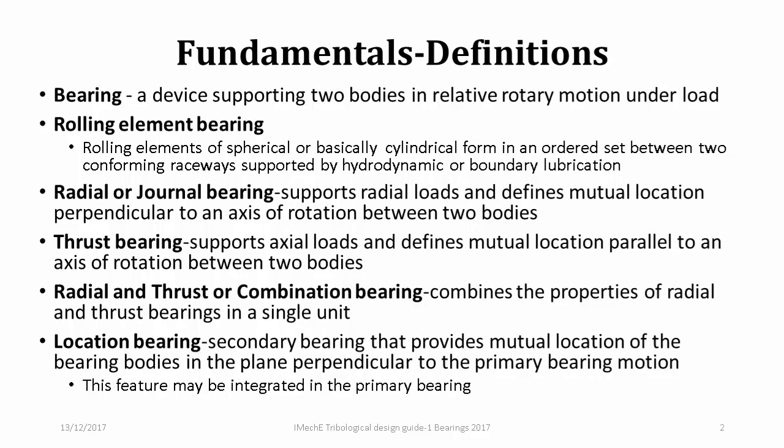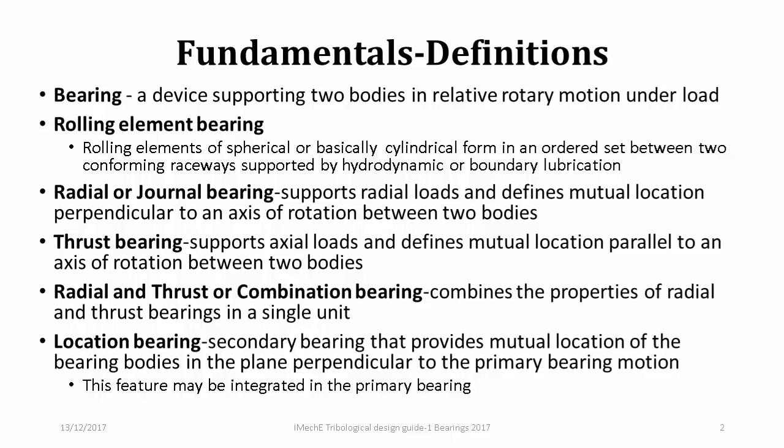Then moving on to types of bearing, a radial or journal bearing supports radial loads and defines mutual location perpendicular to an axis of rotation between two bodies. A thrust bearing, on the other hand, supports axial loads and defines mutual location parallel to an axis of rotation between two bodies. A radial and thrust or combination bearing combines the properties of radial and thrust bearings in a single unit. And sometimes a predominantly radial bearing will have a location bearing. That's a secondary bearing that provides mutual location of the bearing bodies in the plane perpendicular to the primary motion. And this may well be integrated into the primary bearing.